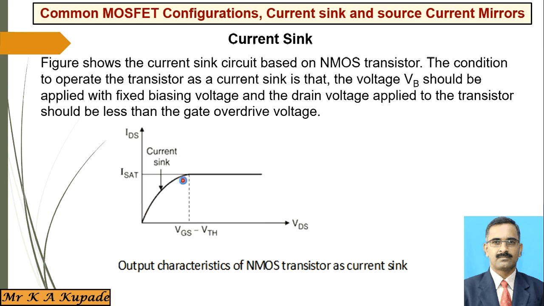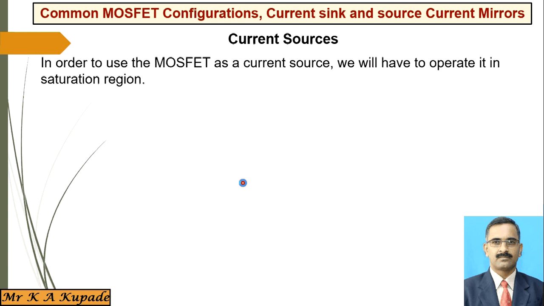And before reaching the threshold voltage, whatever region the transistor is in is called the current sink position of that transistor, right? In that position, VDS should be less than the gate overdrive voltage. This is all about the current sink. Now, what is meant by the current source? What is it all about?